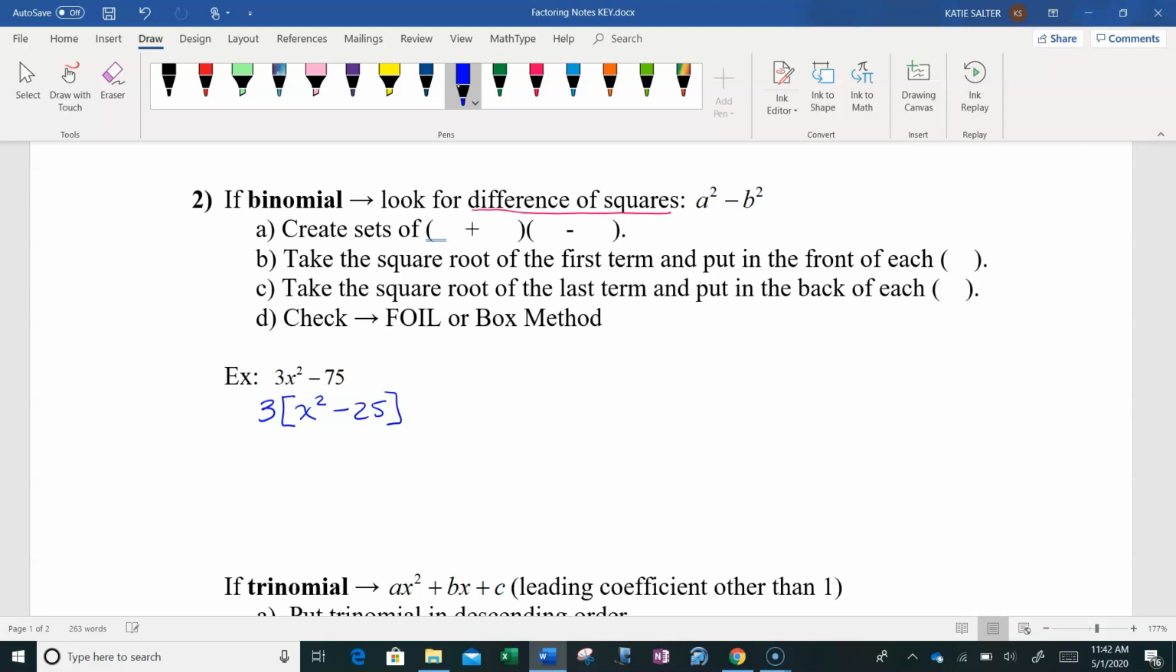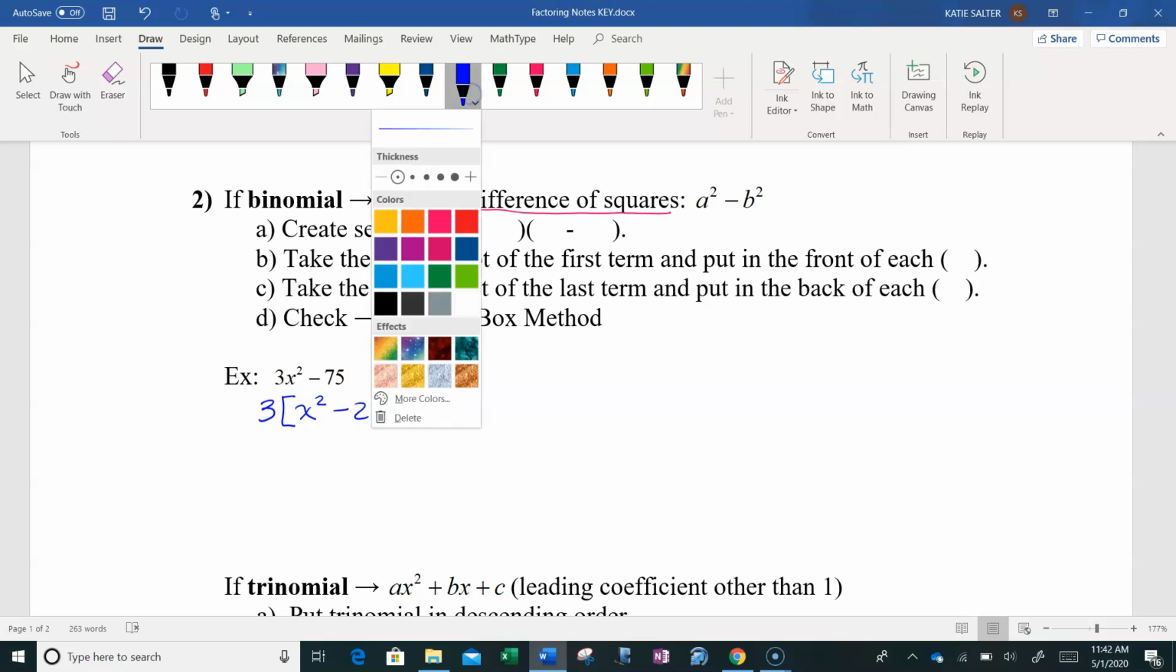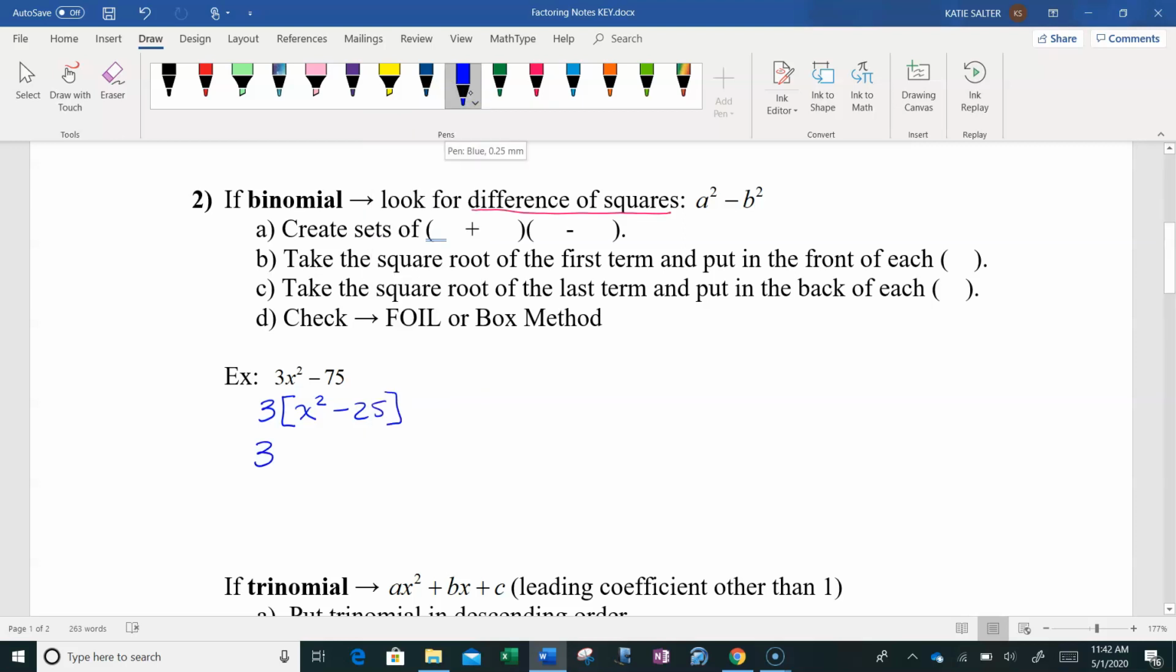All right, so then when we get to the next step, we say, is this a difference of perfect squares? Well, it is a difference, and x squared is a perfect square, and 25 is a perfect square, so we can keep factoring this. So we just let our 3 float out in front. We create our 2 sets of parentheses, one with a plus, one with a minus. We take the square root of the first term and put it in the front of each binomial. We take the square root of the last term and put it in the back of each binomial. And there we go.